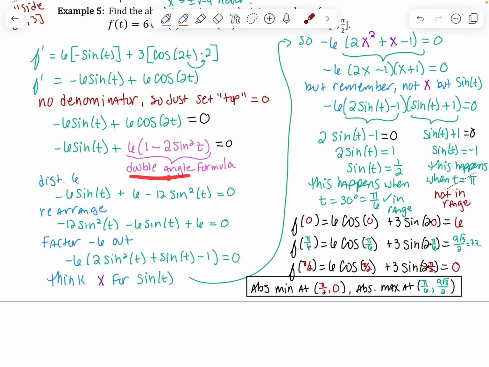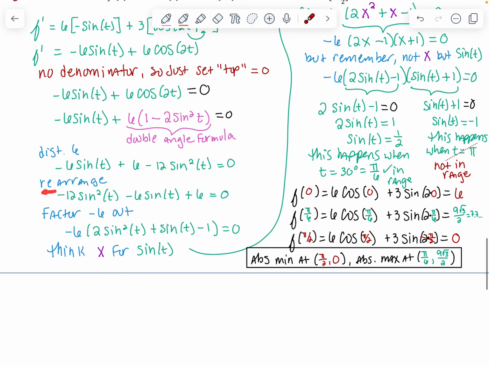Now, the sine is not a problem, but when it comes to the cosine of 2t, to solve this problem, it's going to be most helpful to use the double angle formula that says the cosine of 2t is 1 minus 2 sine squared t. So I'm going to distribute this 6 to the 1, distribute this 6 to the 2, and get a minus 12 sine squared t.